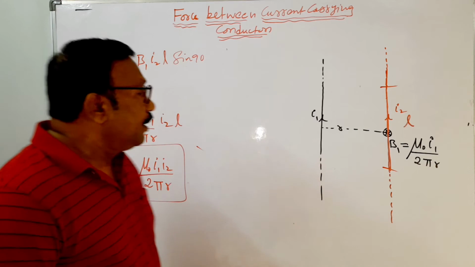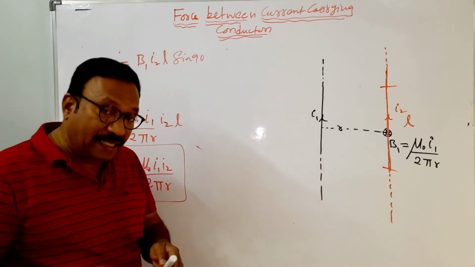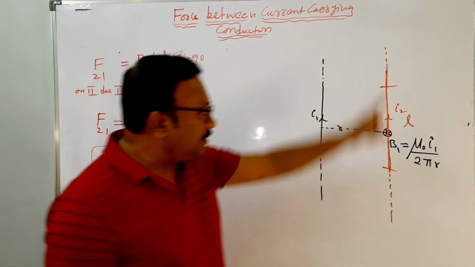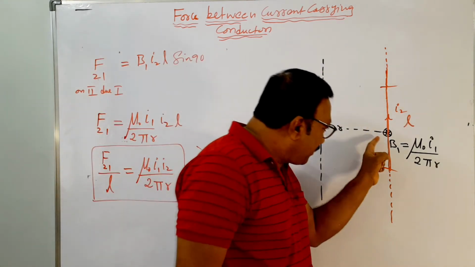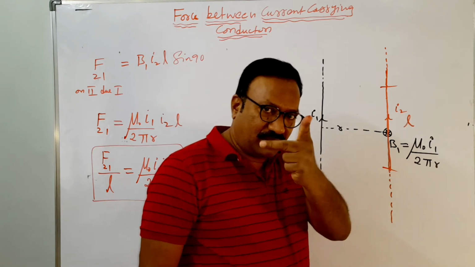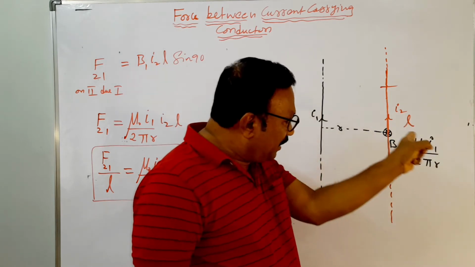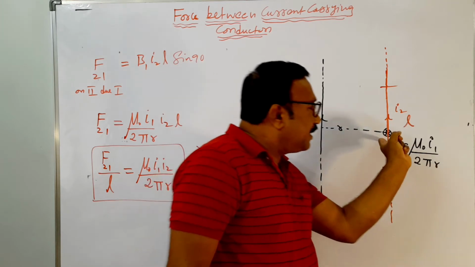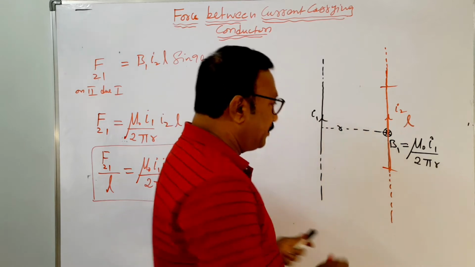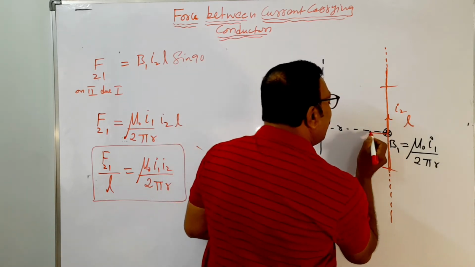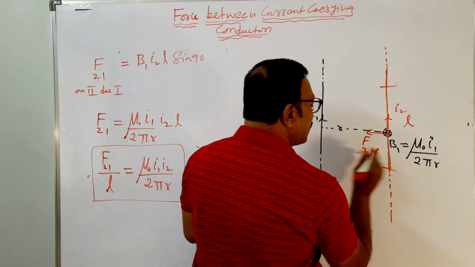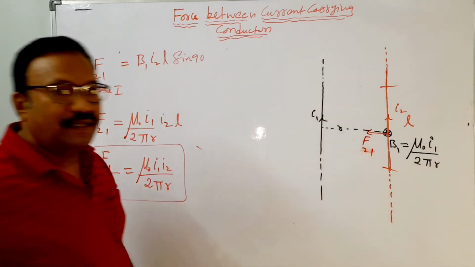Fine. Now direction of force. You know the direction of force is calculated with Fleming's left hand rule. So this is a conductor and there is a magnetic field here, so it must be experiencing force. Thumb rule: magnetic field is inward, current is upwards, the force will be towards left. So therefore the force on the second conductor due to the first conductor will be towards left.